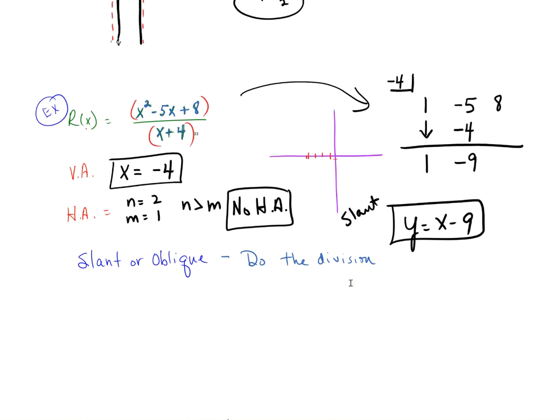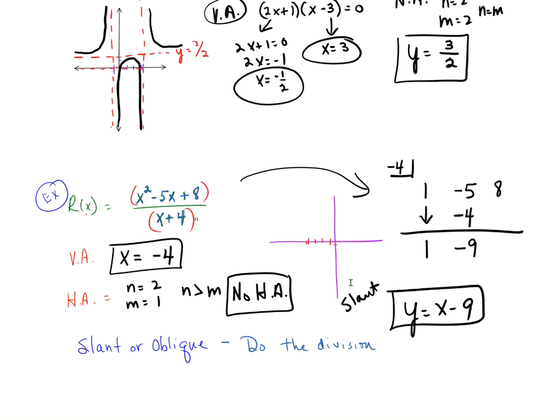Now, this one, let's look. We have x squared minus 5x plus 8 over x plus 4. The vertical asymptote is x equals -4. The degree of the top is 2, degree of the bottom is 1, so n is greater than m, and you have no horizontal asymptote. If you don't have a horizontal one, you may have a slant or oblique one. And you have that if the degrees are different by exactly 1, which is what we have here.